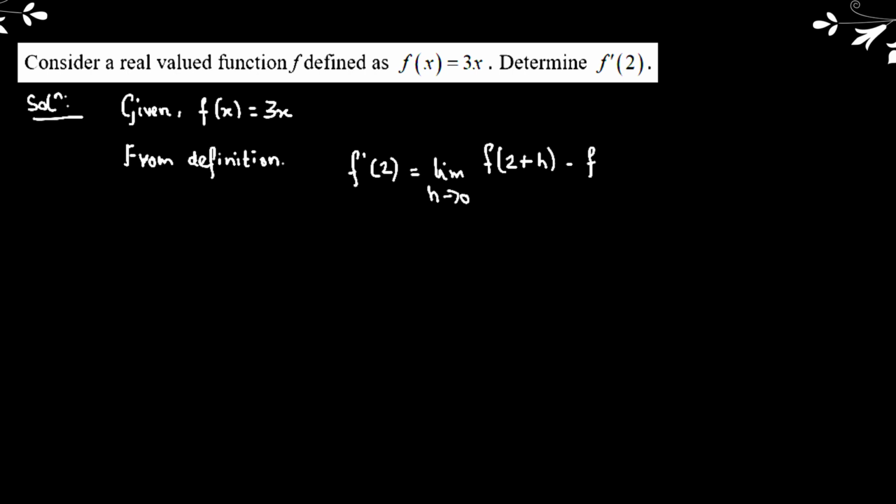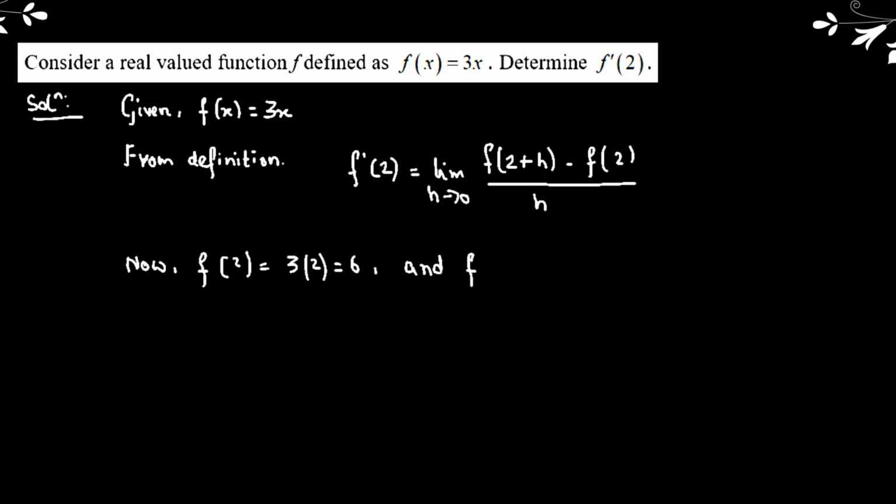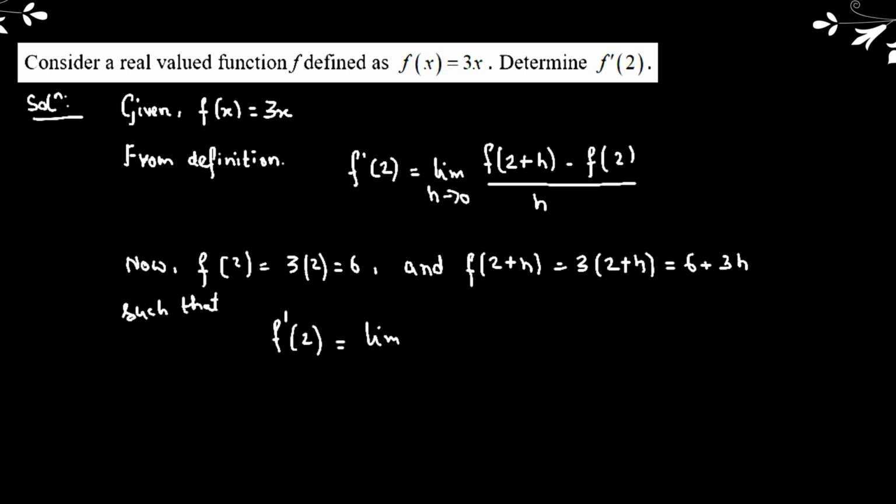Now f of 2 can be determined by replacing x with 2 in f of x equals 3x, so that gives us 3 times 2 equals 6. So f of 2 is equal to 6, and then f of 2 plus h will be 3 times 2 plus h, which gives us 6 plus 3h. We are going to replace these values into f prime of 2.